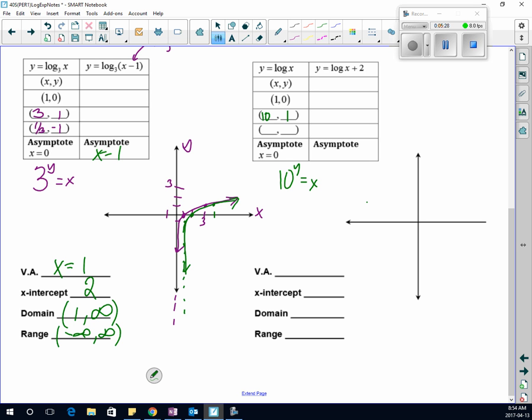You don't need to fill out a chart if you know where it's going to go. After you do a few of these, you'll just know what the base graphs look like. When y is -1, you get 1/10, right? So again, 1, 2, 3, 4, 5, 6, 7, 8, 9, 10 on each axis. X, y.